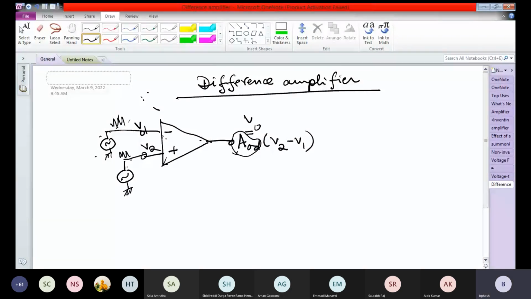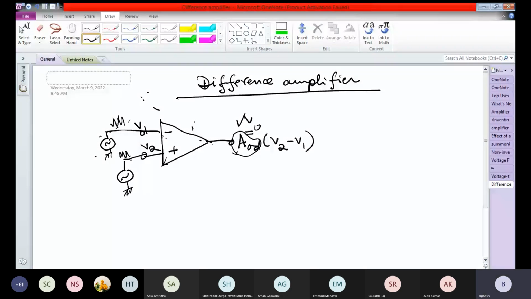So now we want the output to be the amplified difference between two input signals, but it will be independent of AOD. The gain will be totally dependent on the external resistors added. Thereby, we can control the gain.